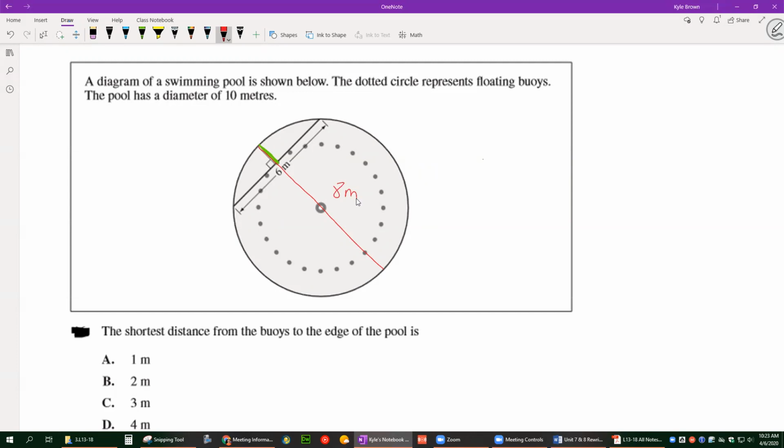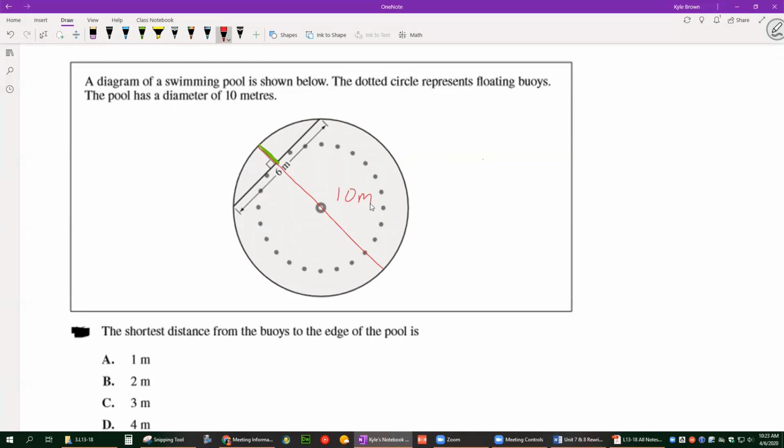Mr. Brown, am I missing something, or is the diameter 8 meters or 10? Oh, sorry. Yeah. Oh, okay. I thought I was missing something here. Where did I come up with 8 from? 10 meters. I thought you did some math that I missed. No, just wrong. Yeah, so 10 meters, right?